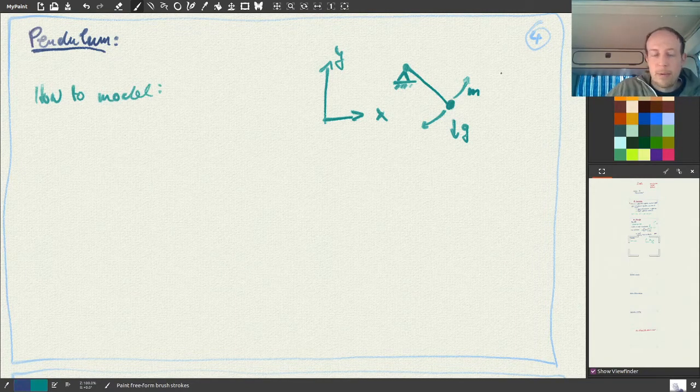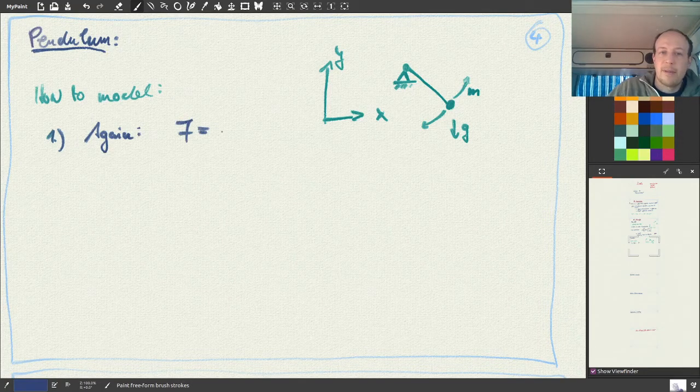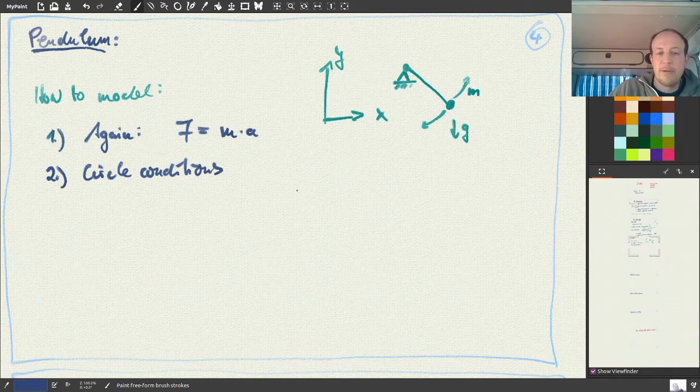Let me switch to normal colors again. So first thing again, we have force is m times a, mass times acceleration. But second, circle condition. Circle condition, meaning that the mass will move on this very circle.